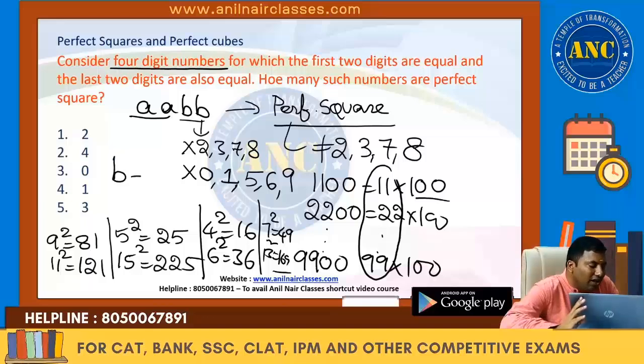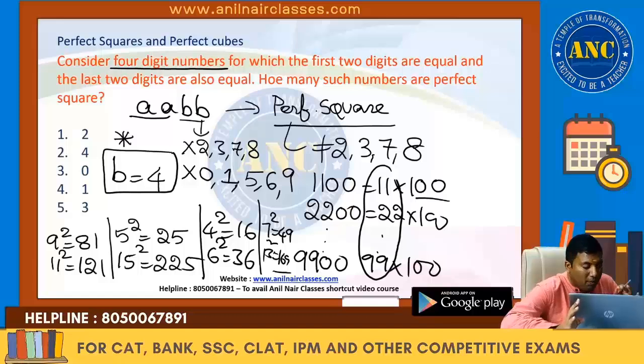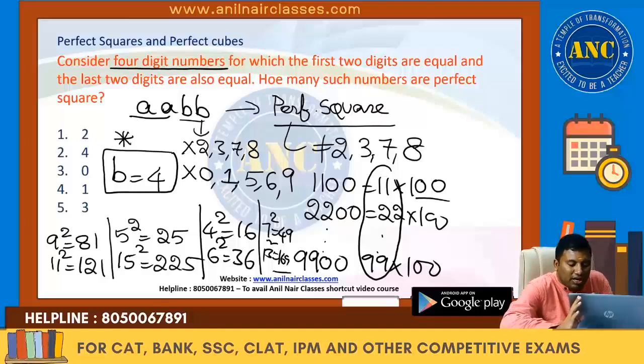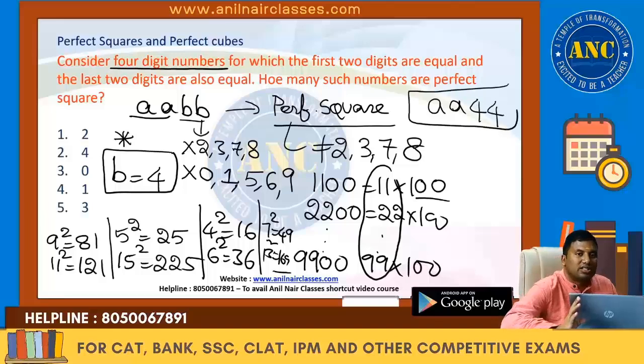The only value B can take is 4. Are you all with me? By using the definition of a perfect square and some understanding of what will happen to the tens place when the units place is a certain digit, I found out that the B value is 4. Still, I did not solve the question. One thing is very clear. The answer should be of the form AA44 because the last 2 digits are the same.